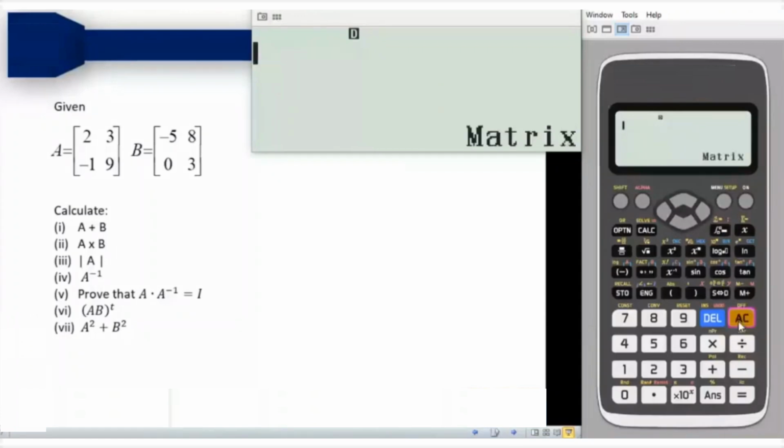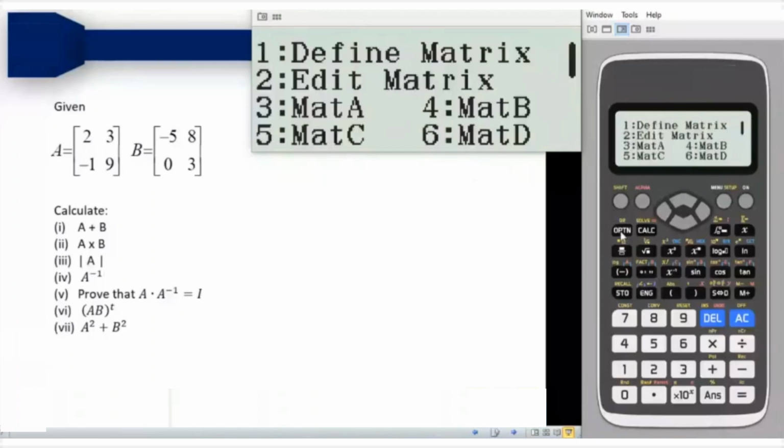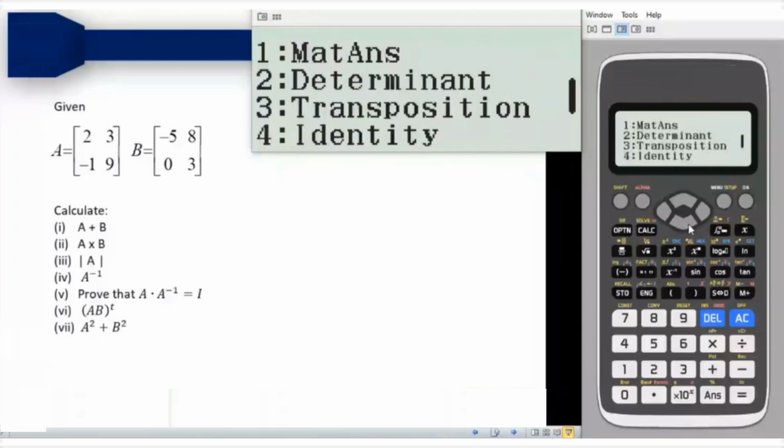Now I have cleared my screen again, and I am on to the third part. Part 3 is determinant of A. When you have a matrix and you have two lines, it means that it is determinant of A. So you will press option and you will scroll down. And when you scroll down after pressing option, you get 4 options. That is matrix answer, determinant, transposition, and identity. Since my concern at this point in time is determinant, I will press 2.